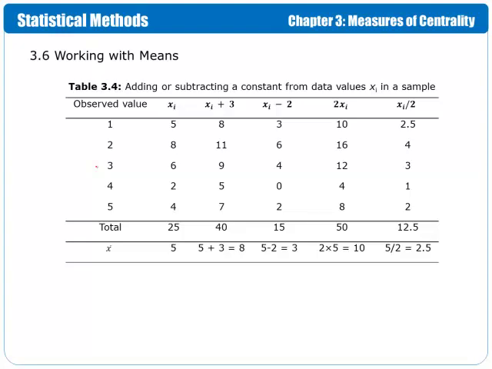Now let's see what happens when we add, subtract, multiply, or divide a constant from each of the data values in a sample. So we start out with this sample of 5 different values: 5, 8, 6, 2, and 4. So that is what we will call our original data.